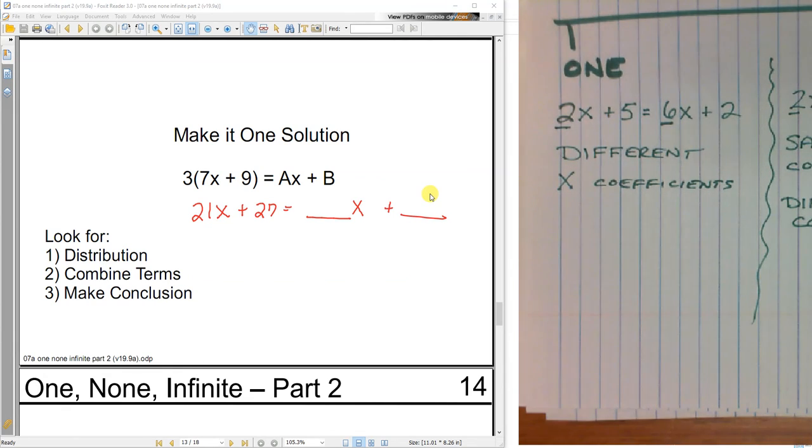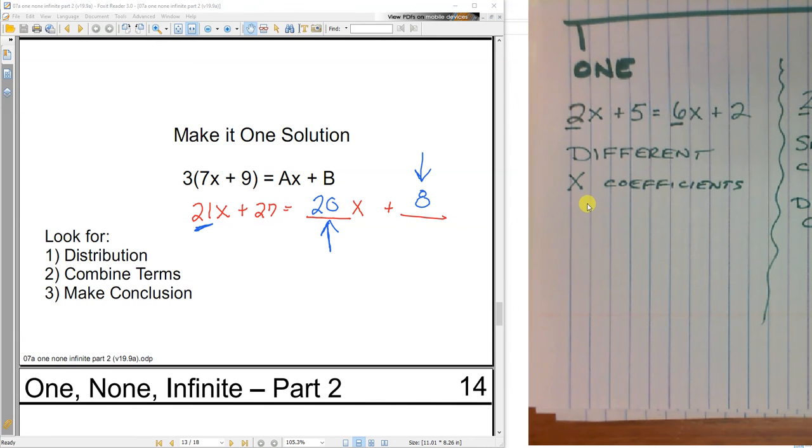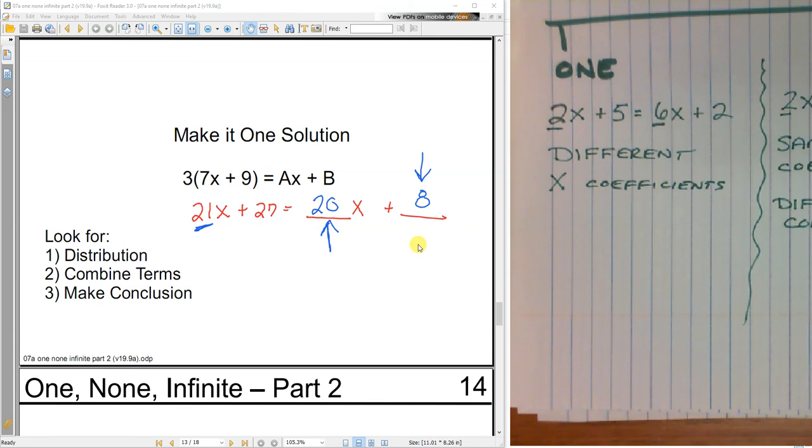Different x coefficients. So I need to put an x here, and it just has to be different from this. I have to put something here, and it's just got to be different from 21. So pick a number that's different from 21. How about 20? There we go. And over here, this does not matter. Whatever you want to put here, 0, 5, 8, negative 10. 8, I like 8. It's done. It all happened right here when I decided that I had different coefficients.